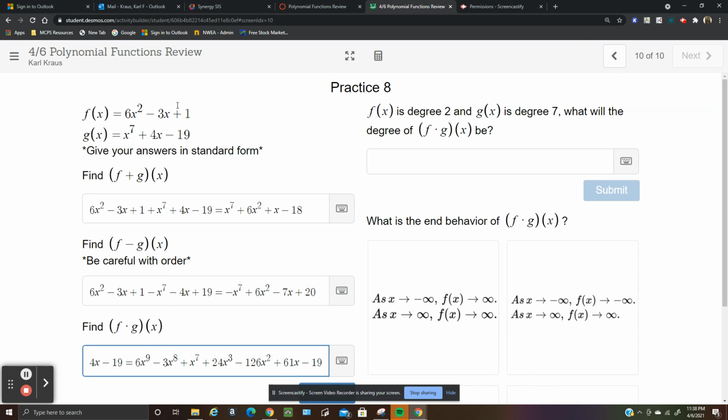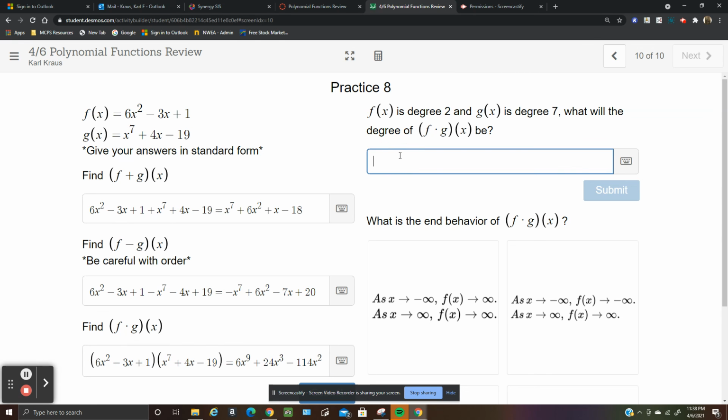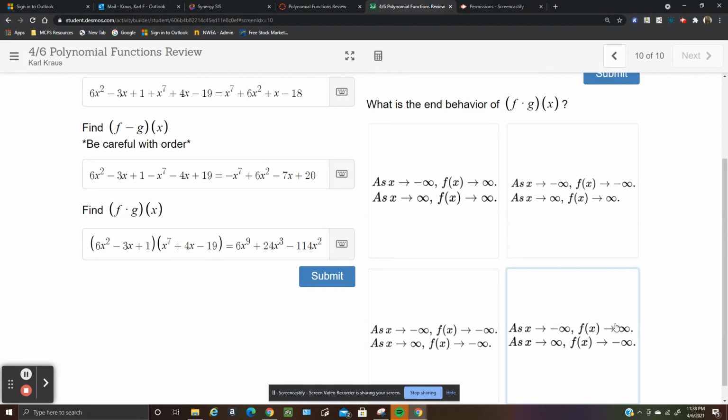So this is degree 2 and this is degree 7, so degree 9 right there. What's the end behavior? So this is odd, positive, so the left side goes down, the right side goes up.